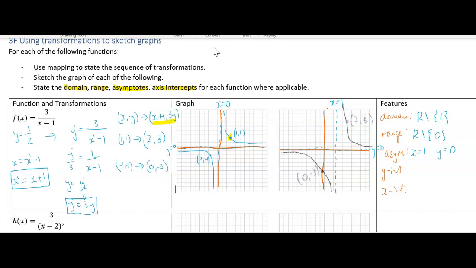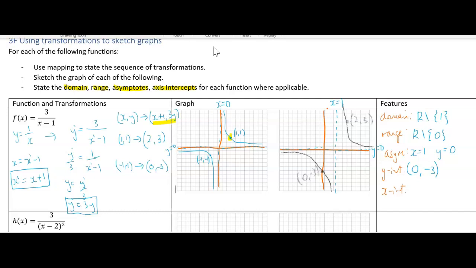And then your y-intercept we did before was 0, -3. Now make sure when you're doing coordinates you use curved brackets. All right, always. Because if you use square brackets, you're going to get it wrong.